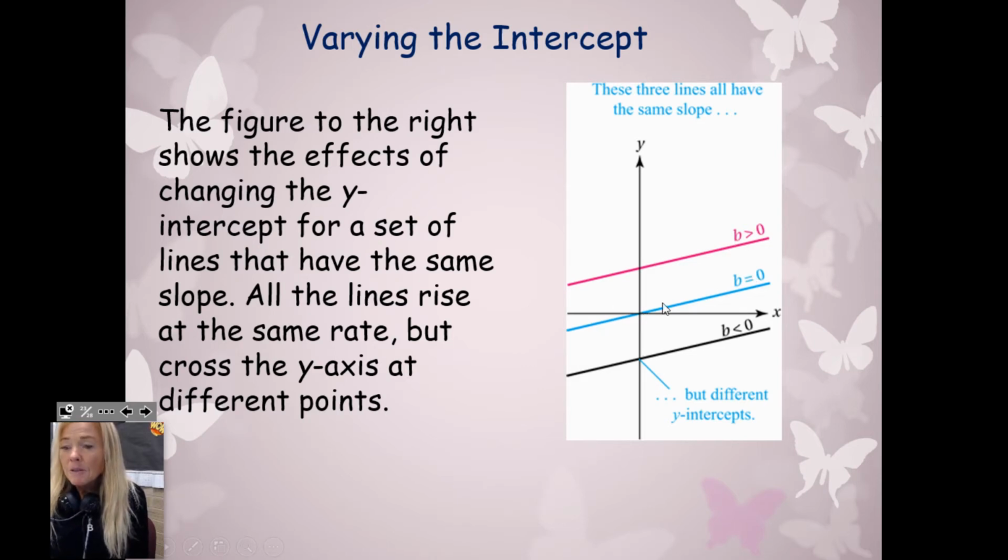If b is equal to 0, then nothing is added after the mx. You have nothing added, so it would be like y equals 1/3 x, and nothing added. And that means your y-intercept is 0, and the line then will cross at the origin. And then this red line has a positive b, and in that case the line would cross the y-axis above the x-axis.